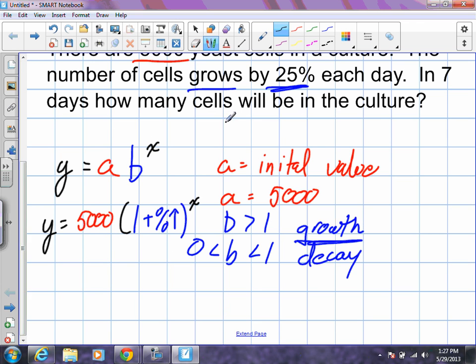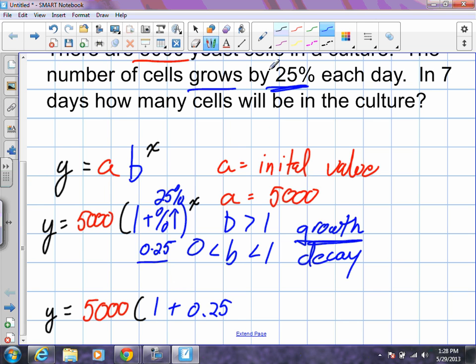So what was our percentage growth rate? It was 25. Okay, but we can't just put it as a value of 25. We have to turn it into a decimal. What is 25 as a decimal? 0.25. So when we go to recreate this formula, it is y is equal to the initial value, which is 5,000, and then 1 plus that growth rate, which is 0.25.